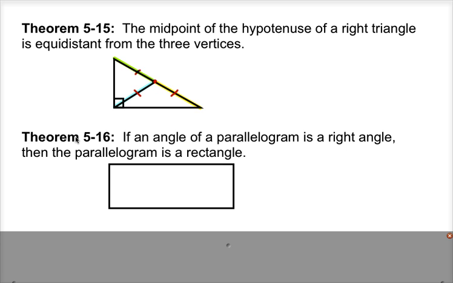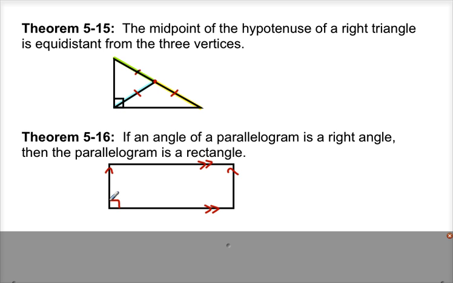Theorem 5-16: If an angle of a parallelogram is a right angle, then the parallelogram is a rectangle. So let's look at what they start with. If they tell us that the shape is a parallelogram, so I know that in a parallelogram the opposite sides would be parallel, and they tell me if one angle is a right angle, then it has to be a rectangle. Well, I know to be a rectangle, all the angles have to be 90 degrees.